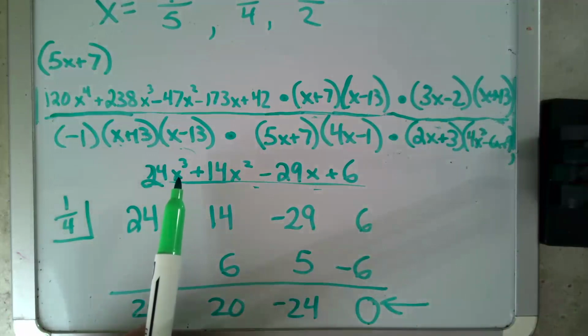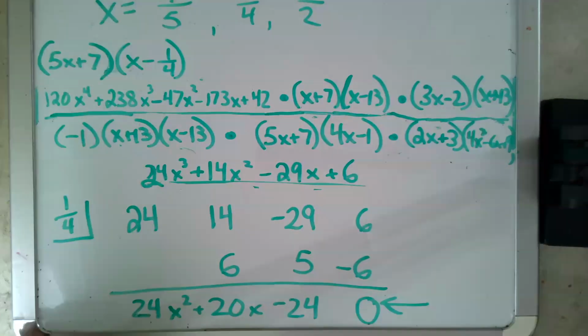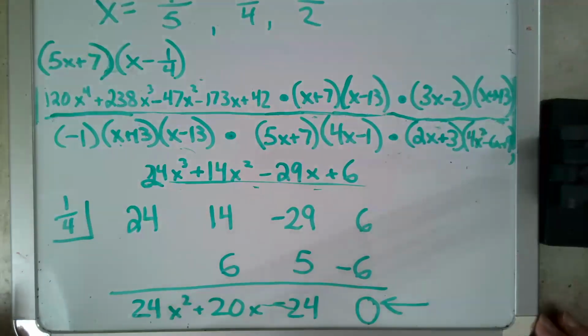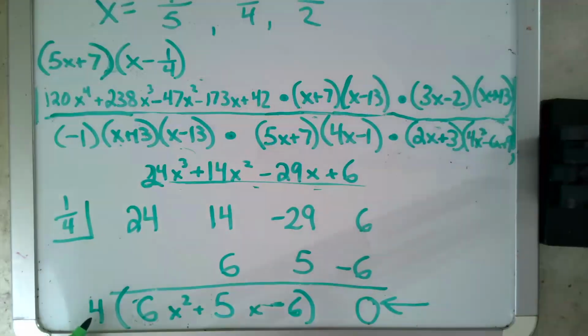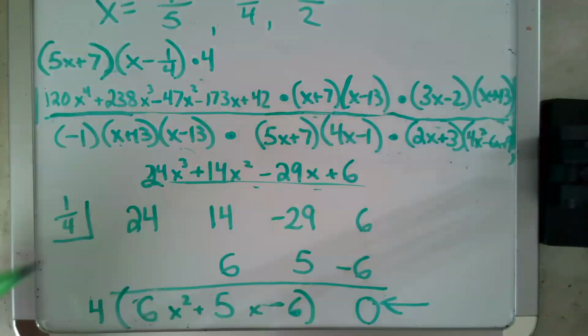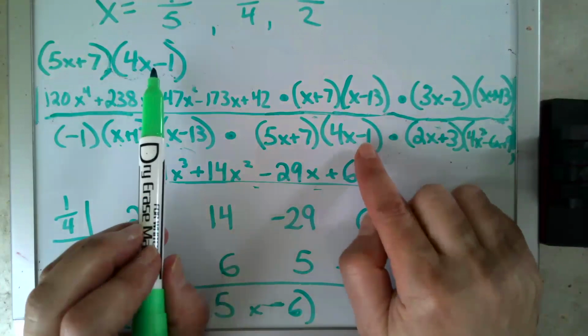If I started with x to the third, then my final line here is 1 degree less. So 24x squared plus 20x minus 24. So I just found out that x minus 1/4 is also a factor, but when I look at what I have left, each of these terms is divisible by 4. I can pull a 4 out of each of these terms, bring that 4 up onto this line as well, and multiply that 4 into both terms to give me a factor that I know is going to cancel with the bottom.